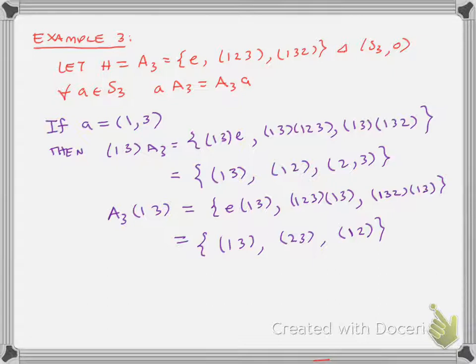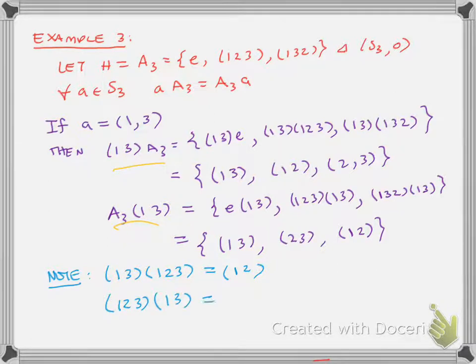Okay, so notice that the left coset equals the right coset. However, I want to note that if we look at (1 3) and (1 2 3), we see that gives us (1 2), right? But if we look at (1 2 3) and (1 3), then we're going to get (2 3). So that's what I mean.